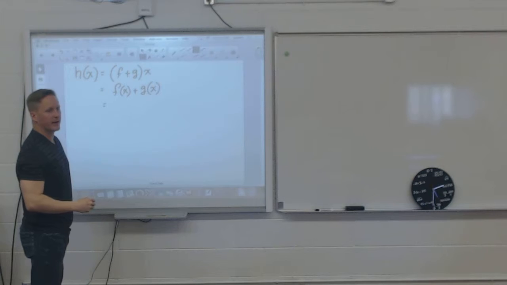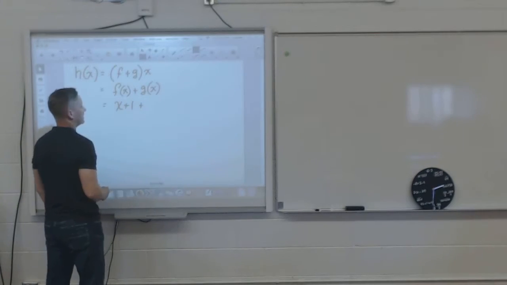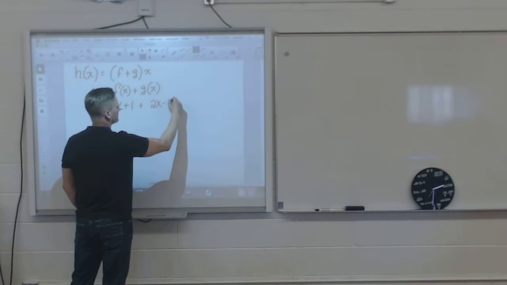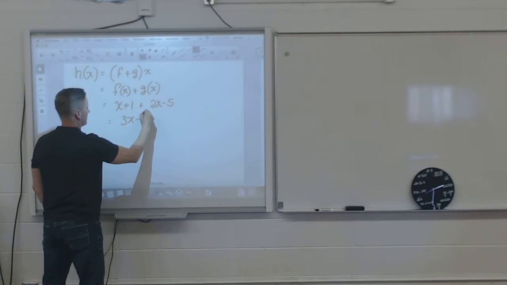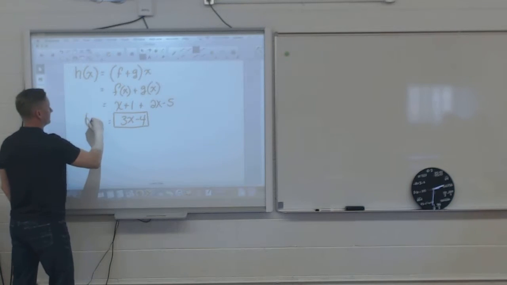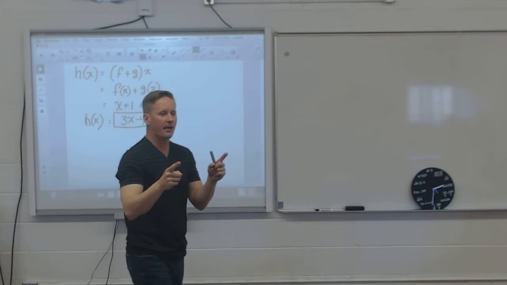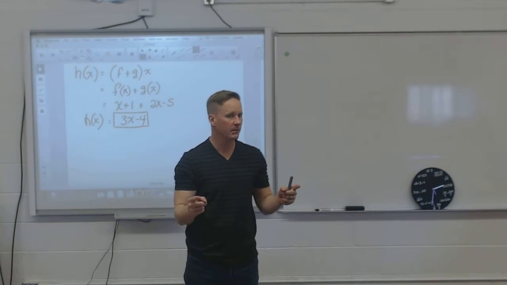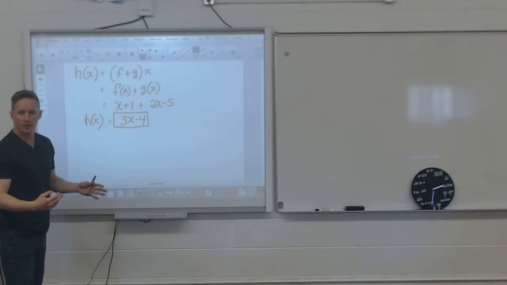What's my equation for f of x? x plus 1. And what's my equation for g of x? 2x subtract 5. Yeah. Thank you. And now I simplify it. There's what h of x is equal to when I add those together. Okay? So I'm taking two separate graphs and I'm combining them together by adding them to create a third graph. Okay? So far so good.